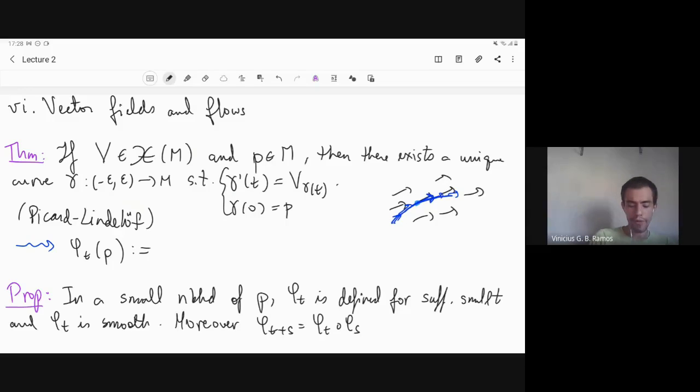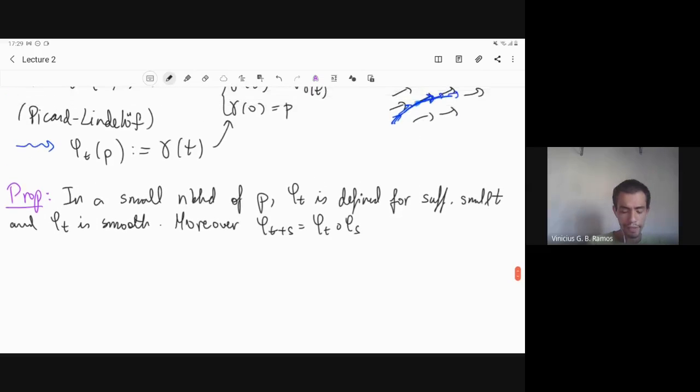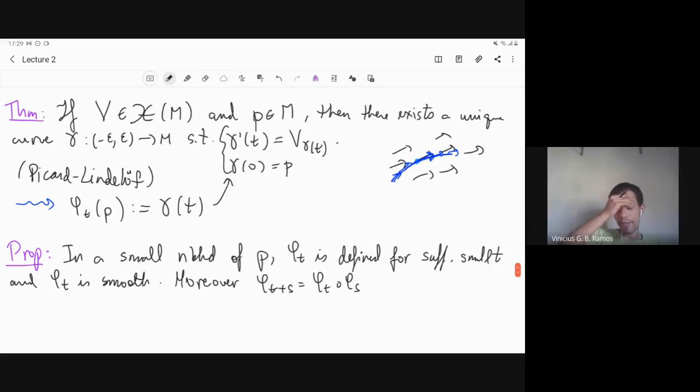And so when we have that, we define phi t of p to be basically just gamma of t, where gamma of t satisfies this equation here, this ODE. Okay, so this phi t is what's called the flow. And what's interesting is that now you can vary p and see what happens. So this is another result in ODE, which is the fact that this flow phi t is a smooth function of p.